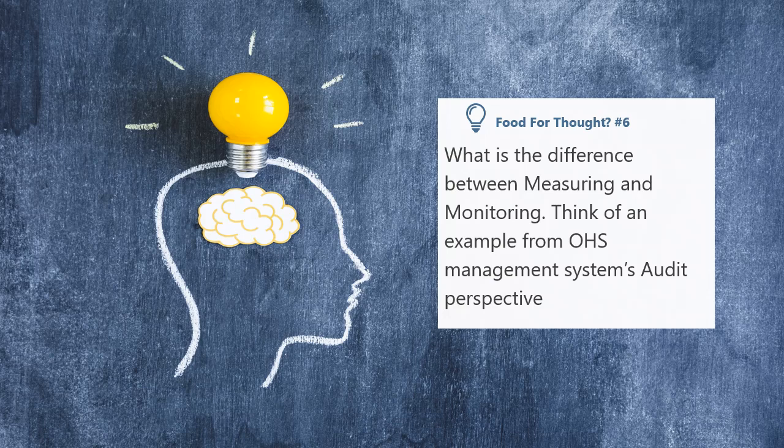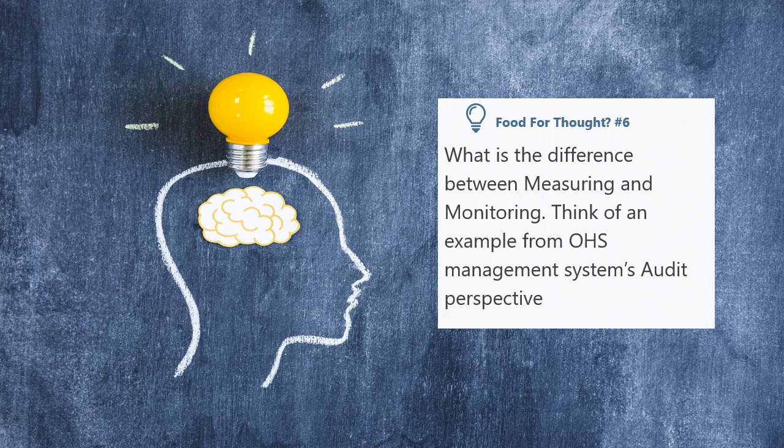Monitoring, on the other hand, involves ongoing or continuous collection of data over time. This can involve taking measurements at regular intervals and tracking trends in the data. Monitoring can be used to identify changes or trends in a particular metric and to take actions if necessary. An example of measuring and monitoring in an OHS management system might involve monitoring workplace noise levels to ensure that they do not exceed established exposure limits.